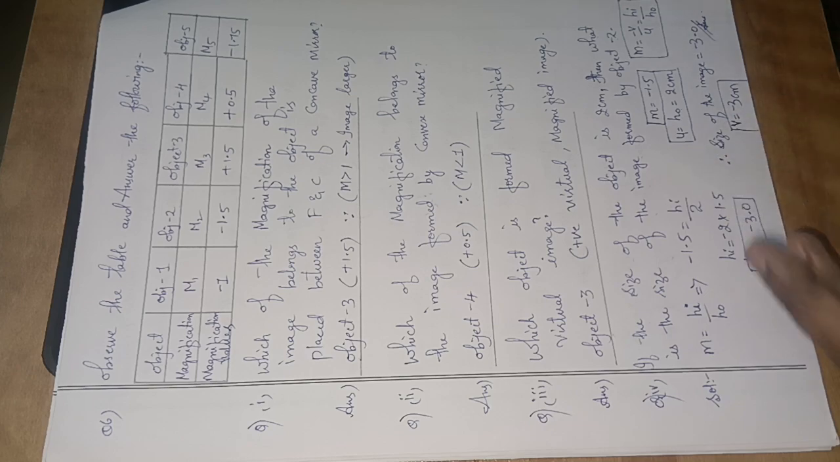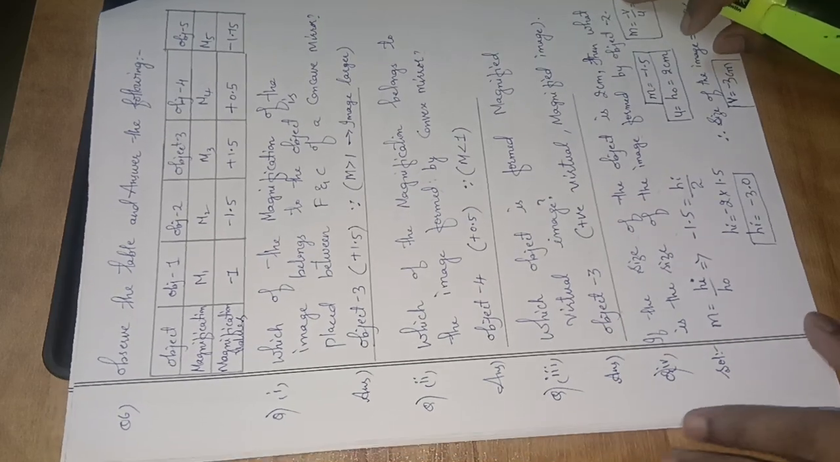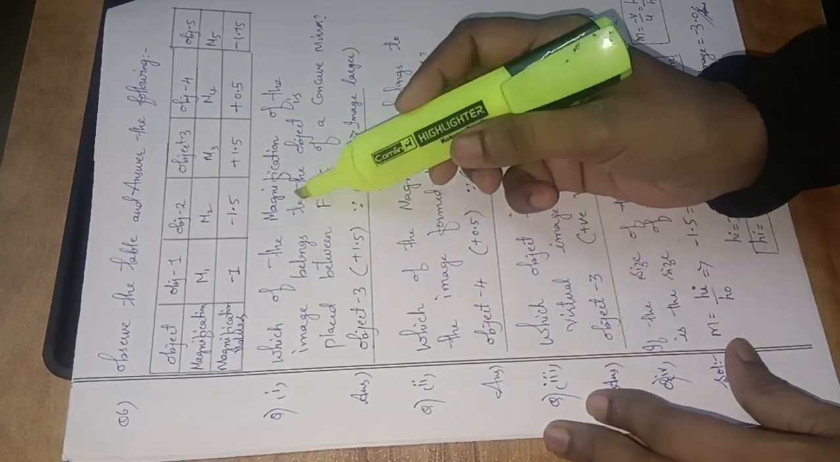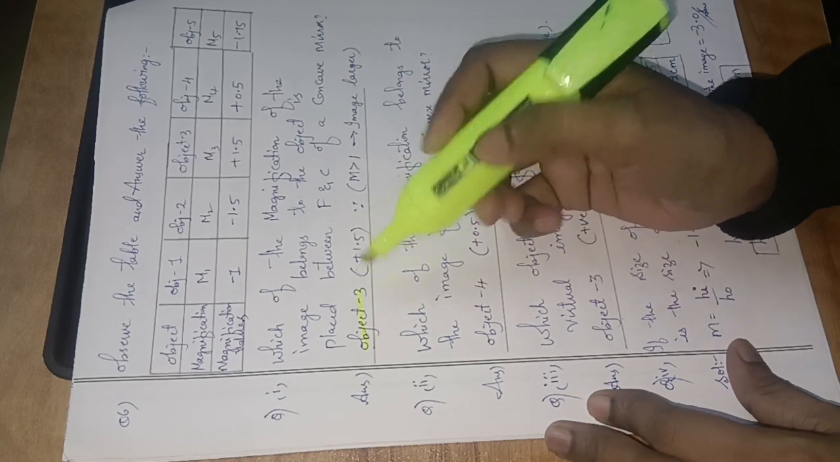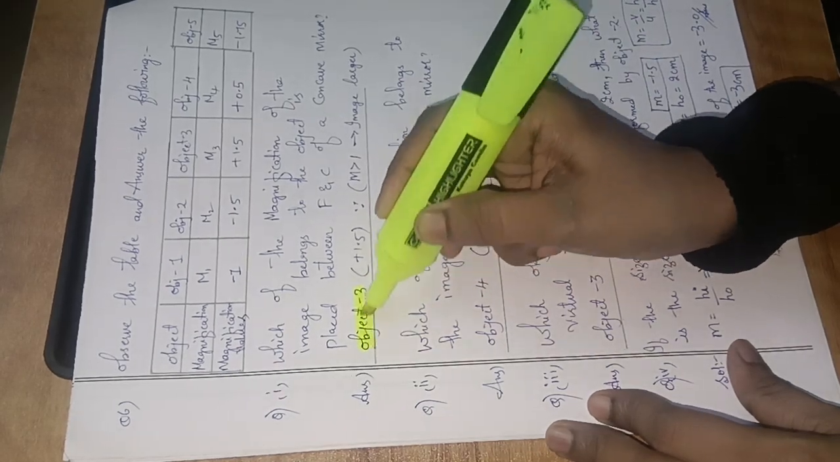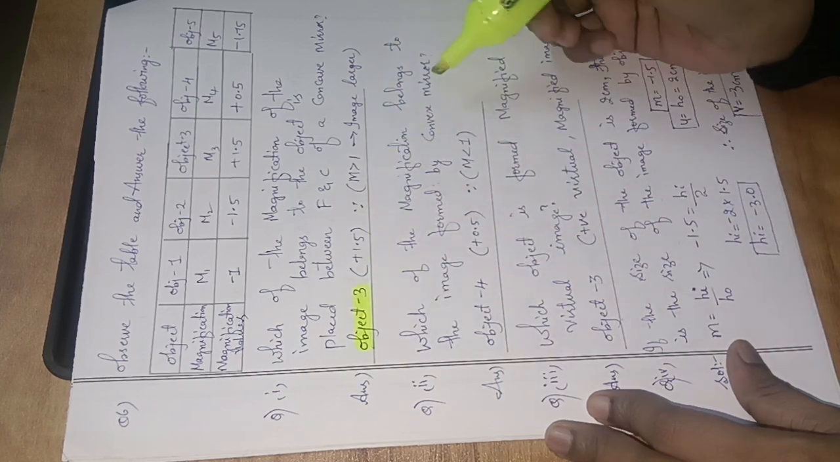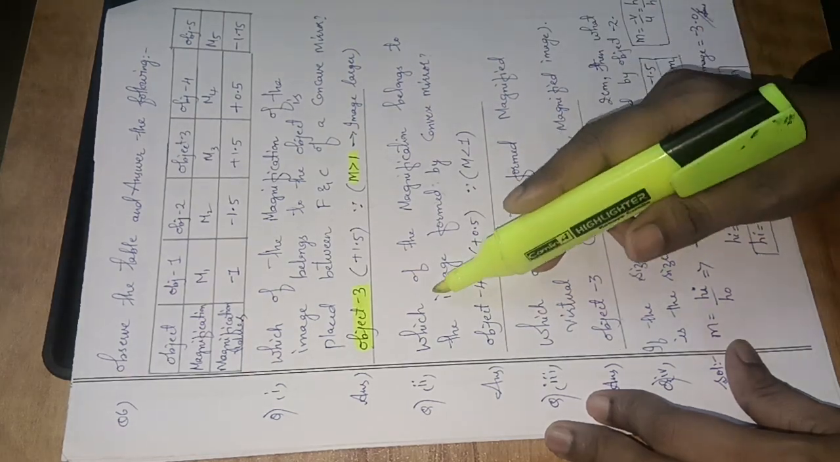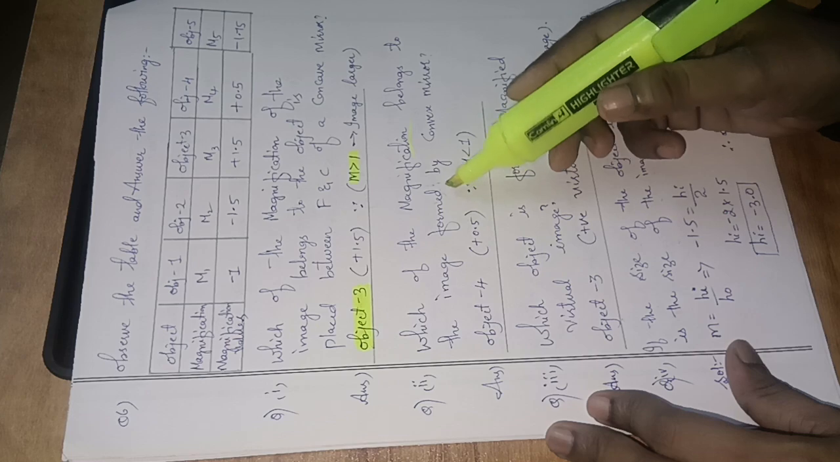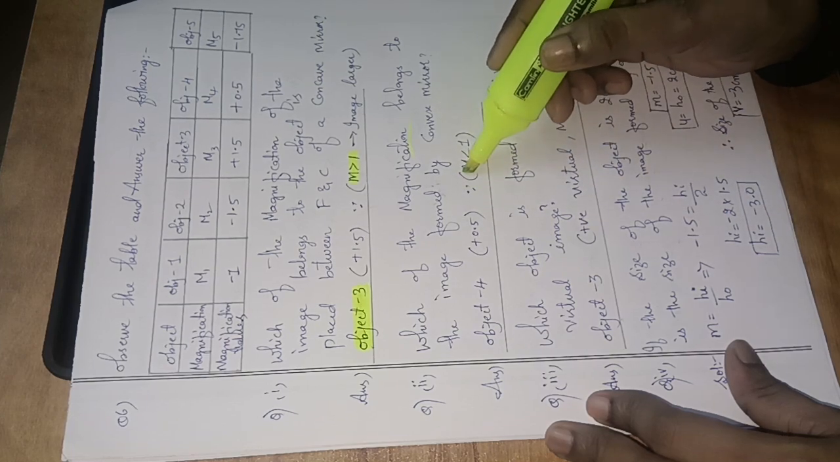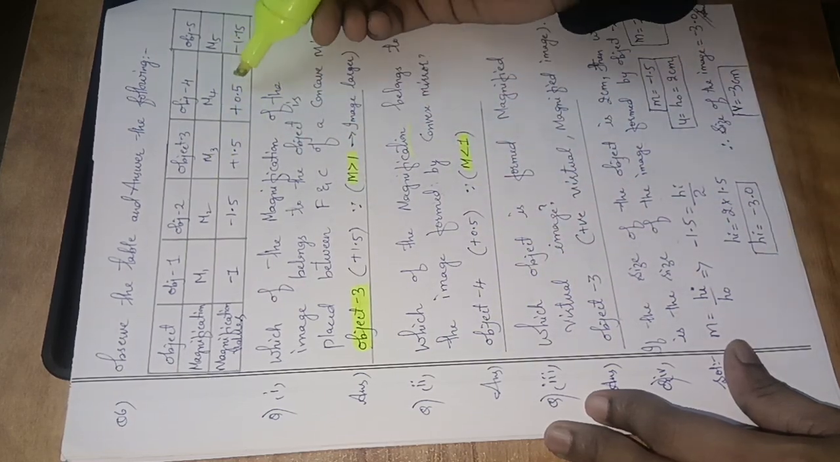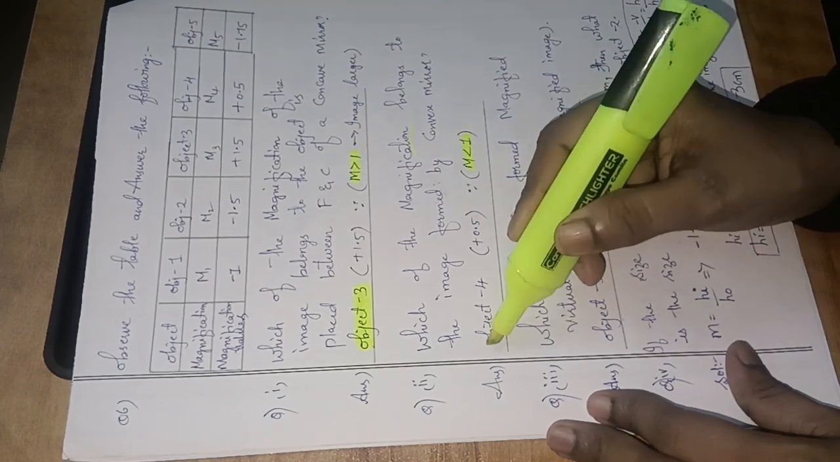So it is very important to highlight the main things. What is it asking, what is the answer for this? Which of the magnification of the image belongs to the object? It is object 3, because magnification is greater than 1. For this, which of the magnification belongs to the image formed by convex mirror? Convex mirrors always form magnification less than 1. So which object has less than 1? Object 4. So underline this.